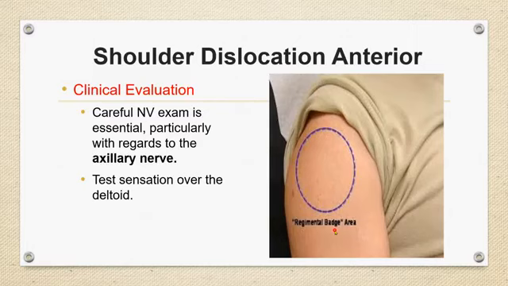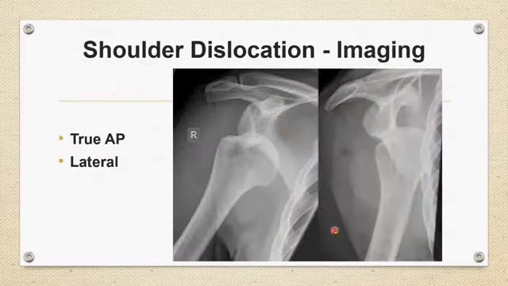Now, these are all the clinical features, or how to evaluate by examination. And regarding imaging, to evaluate a shoulder dislocation you need a plain X-ray of the affected shoulder, in both AP view and lateral view. So this one is the AP view and this one is the lateral view.